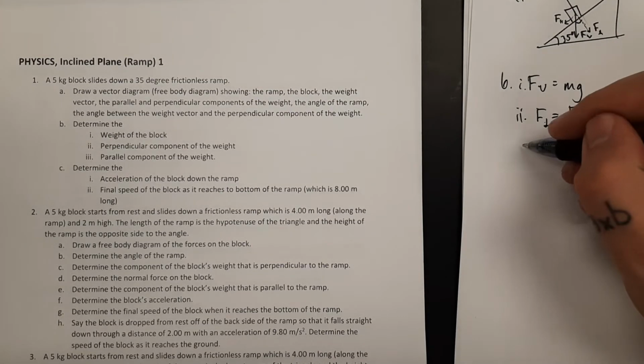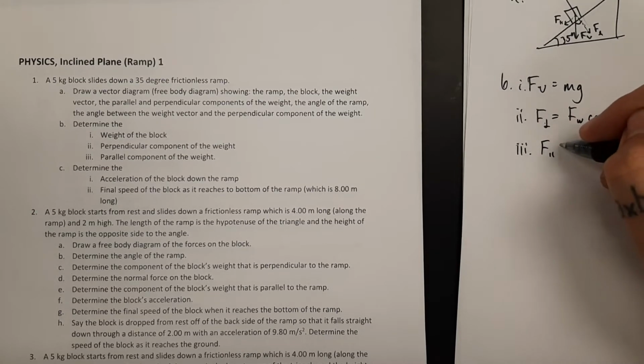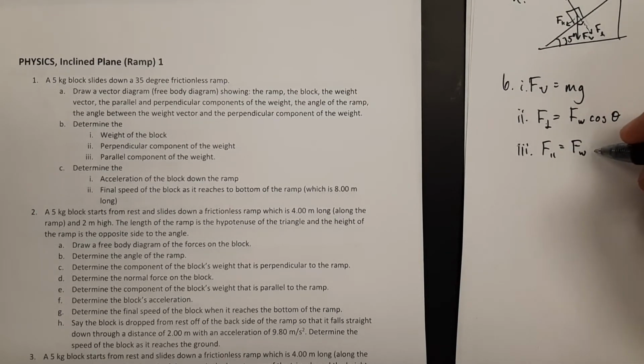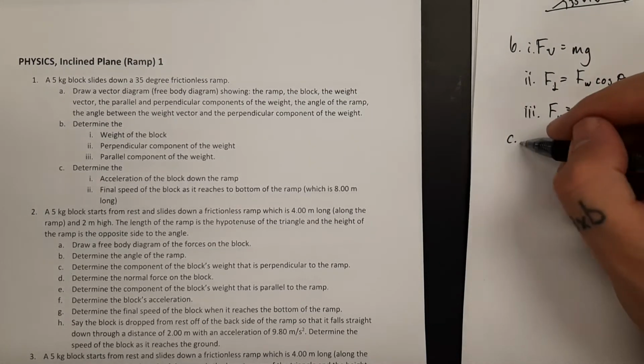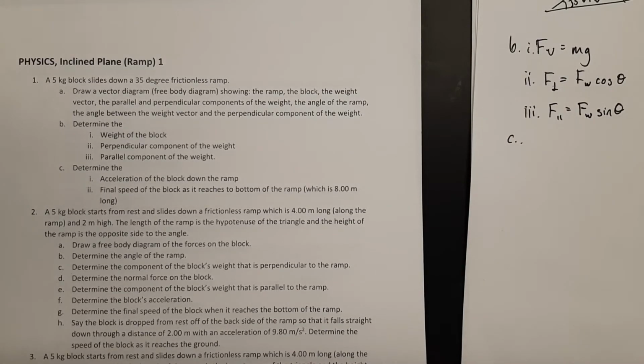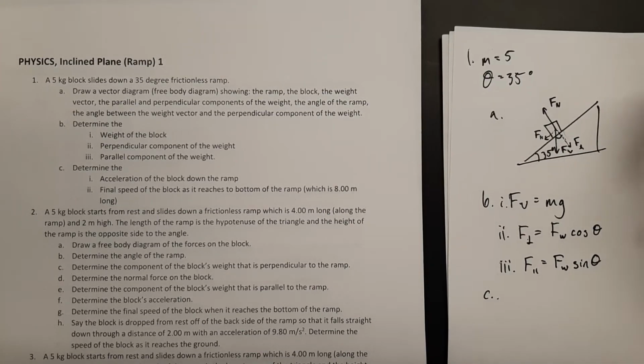Okay, parallel component, that is the opposite side on that triangle. So instead of cosine, you're going to be using sine. So weight times the sine of your angle. Okay. C, determine the acceleration of the block down the ramp. Now when you're looking at a frictionless ramp, only one force goes uncanceled. If we're looking at this, your normal force and your perpendicular component cancel out. So all that's left is your parallel component.